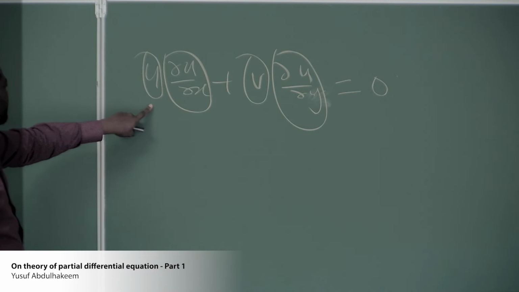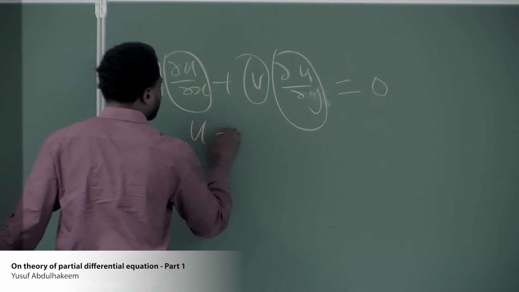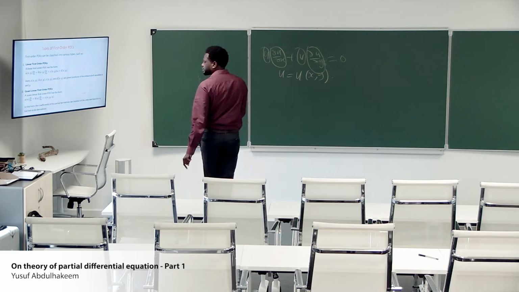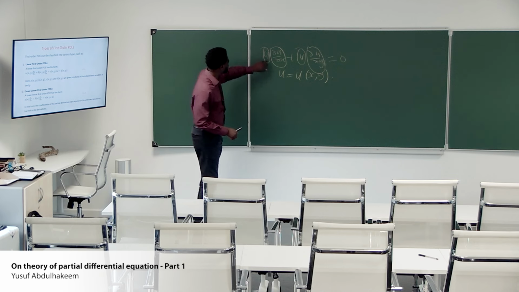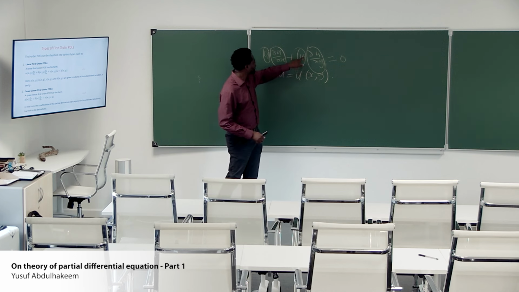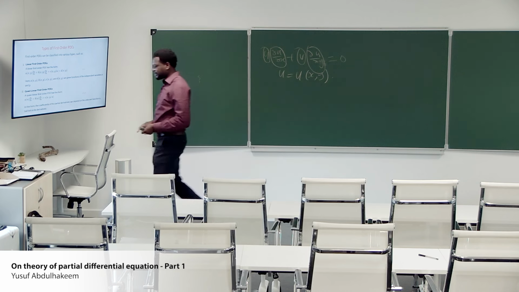So if you look at it very well, you will see that if you compare it with what we have in our 1.1.1, and mind you, this u is the same thing as u of x, y, our a here also depends on u, because u here is the coefficient of this derivative, and v here, which is also an unknown function, is the coefficient of this. So this kind of differential equation is said to be quasi-linear.